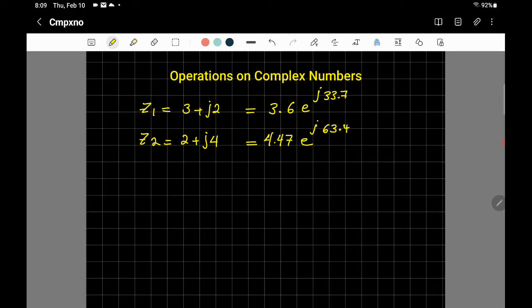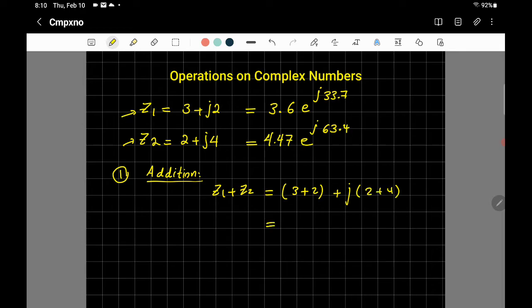Assume that we have two complex numbers, z1 and z2, and they are given here in both forms. Let's start with the first basic operation, addition of complex numbers. So we want to find z1 plus z2. When you add the two complex numbers, you look at the first one and the second one. Add real and real. The real of the first one is 3 and the real of the second is 2. So you add the real parts. Plus j, you add the imaginary parts, 2 and 4, which will be 2 plus 4. So the answer will be 5 plus j6.